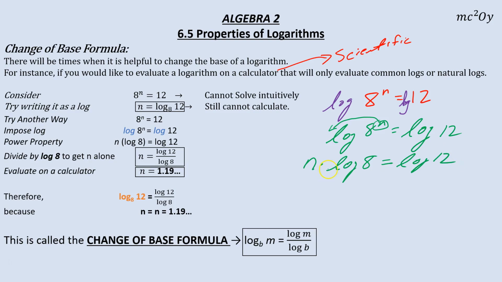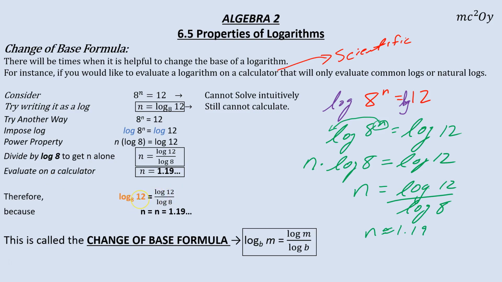Now if I want to get n by itself, I just divide both sides by log 8. So n is equal to log 12 over log 8. Notice both of these are base 10, and you can use your scientific calculator now to solve that. It's approximately 1.19. I've shown all those steps and tried to explain them. What we've actually done here is the change of base formula.